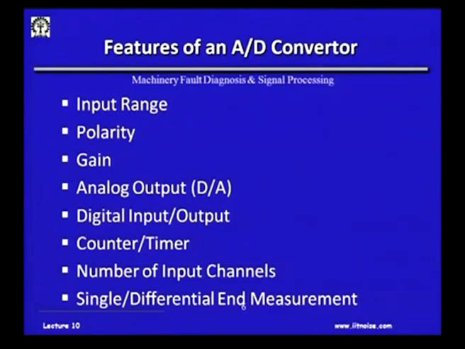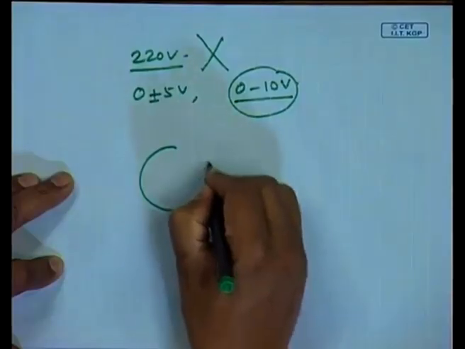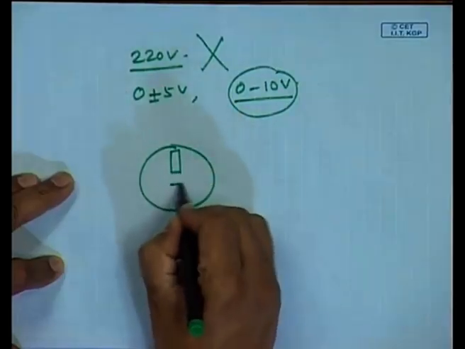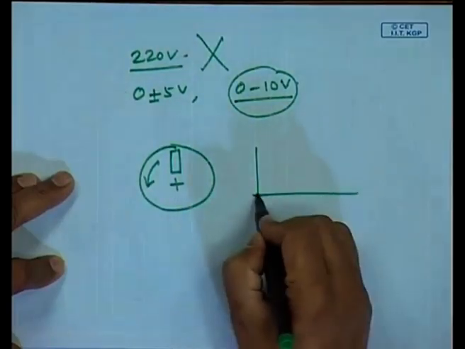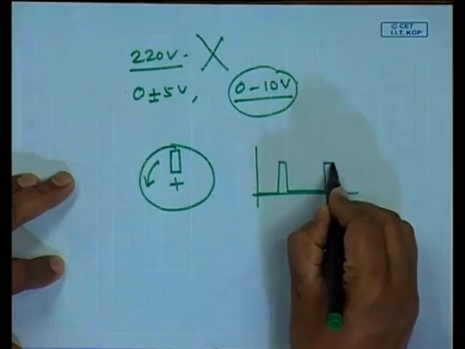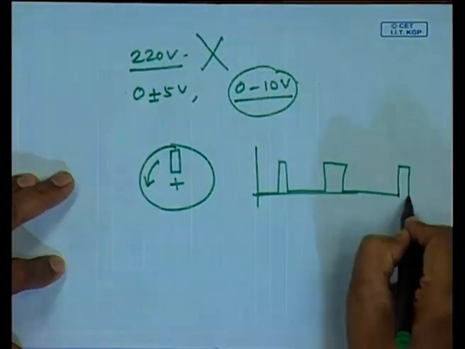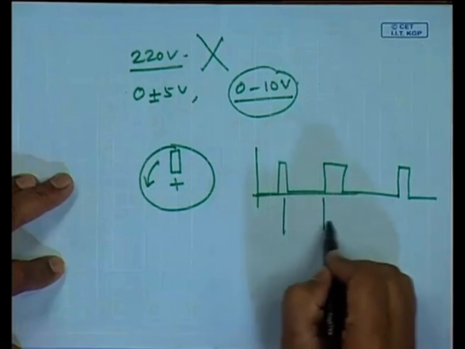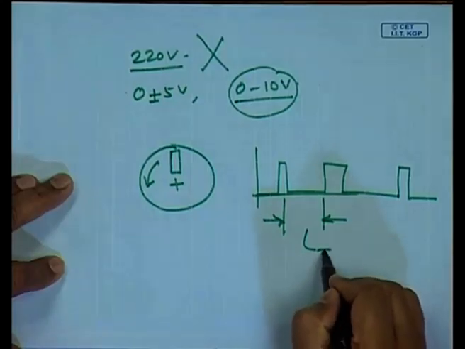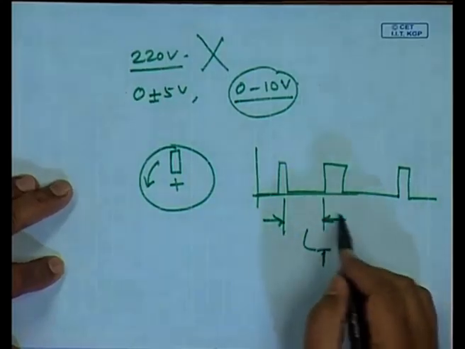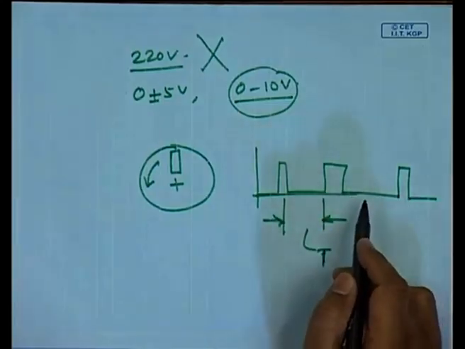Sometimes the computer uses a device, particularly a rotary encoder or a rotary triggering mechanism. Suppose this is a shaft which is rotating, and every rotation I am getting a pulse. If I know the relative distance in time, this time is known to me, I can find out by the inverse of time what the speed of this rotating machinery is.